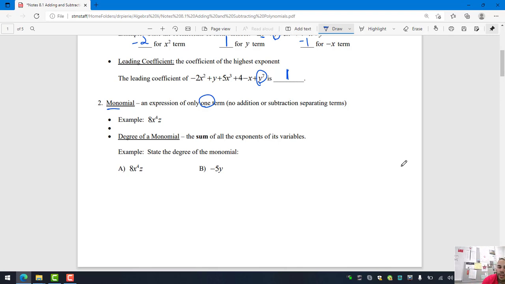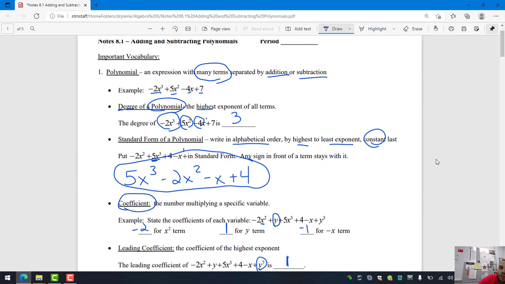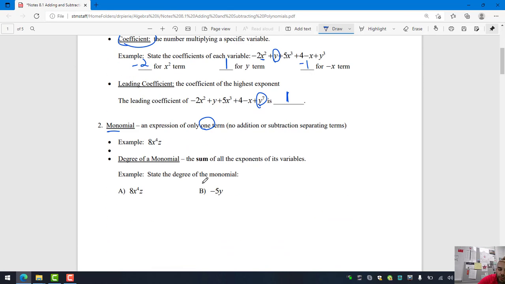Okay, but here's what we have to consider. We've talked about the degree of a polynomial. The degree of a polynomial is the highest exponent of all the terms. But if we're looking for the degree of a monomial, it's the sum of all of the exponents of its variables. Okay, so what does that mean?